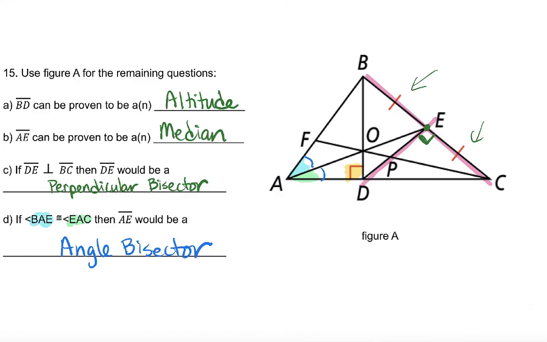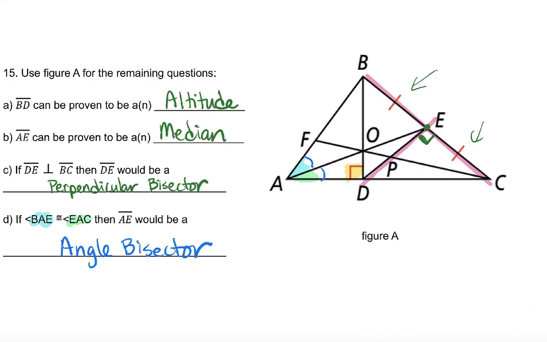And these are 4 of our special segments that we just learned recently. Altitude goes from a vertex, makes a right angle with the opposite side. Median goes from a vertex to the midpoint. Perpendicular bisector does not have to go to a vertex. It just has to go through a side at the side's midpoint and to make a right angle with that side. Angle bisector bisects an angle in half.